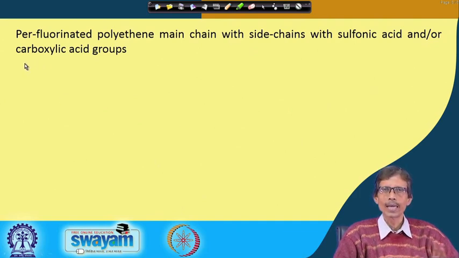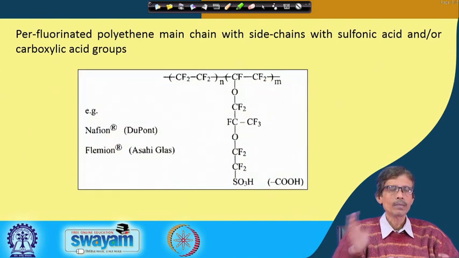As we all know, there are some electrodes which we consider as ion selective electrodes. Similarly, in this particular case, these are ion selective membranes. So, these two are commercially available, one is Nafion, another is Flemion.